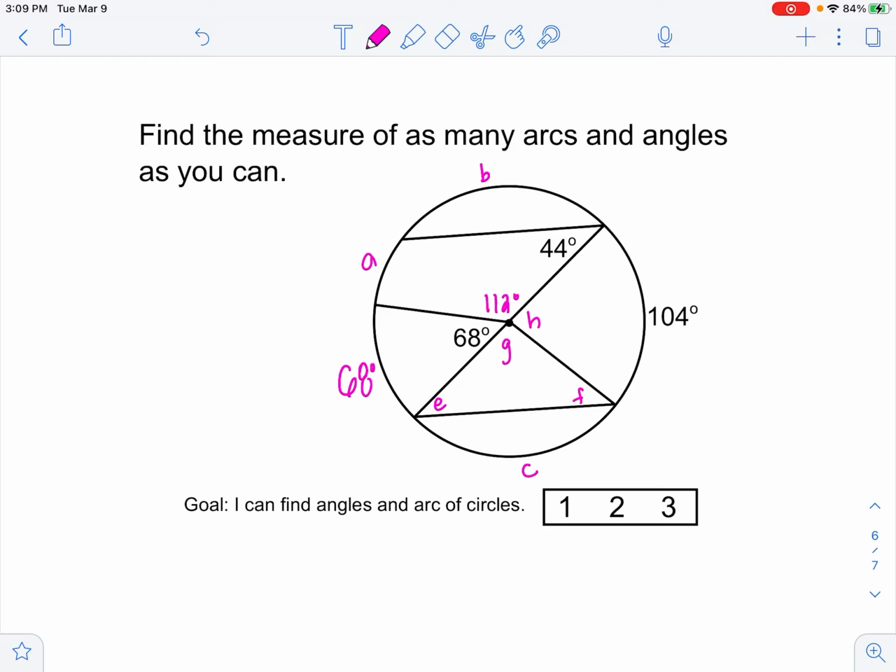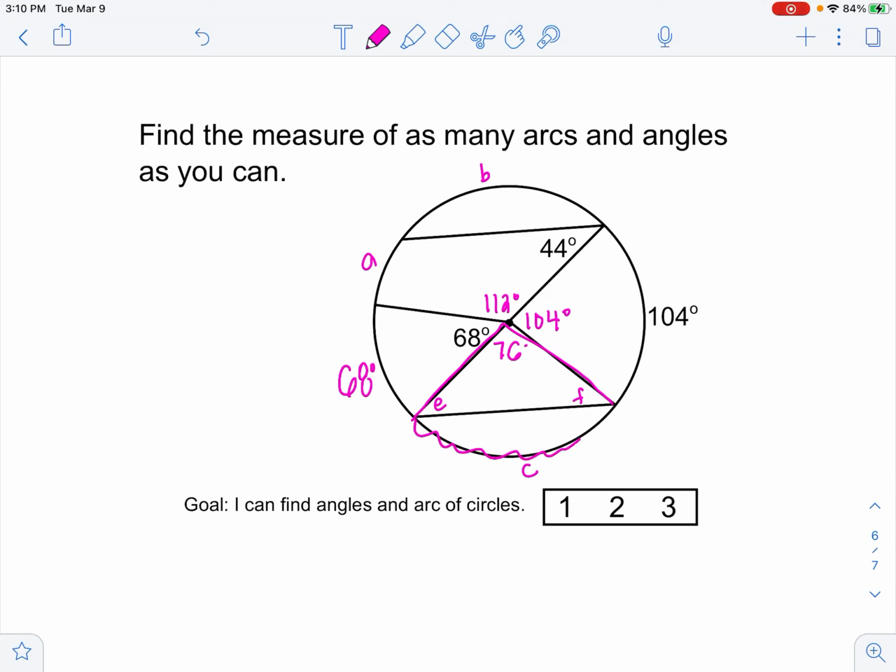Now, please make sure you realize that there are no vertical angles. There is no X going through the center. It's like lopsided. What I'm going to get next is H. H is just as easy as the one that was 68 degrees. It's a central angle, so it has the same measure as its arc, which is 104. Now I can get G because there's a linear pair right here. So I'm going to do 180 minus 104, which is 76. So now I know G is 76.